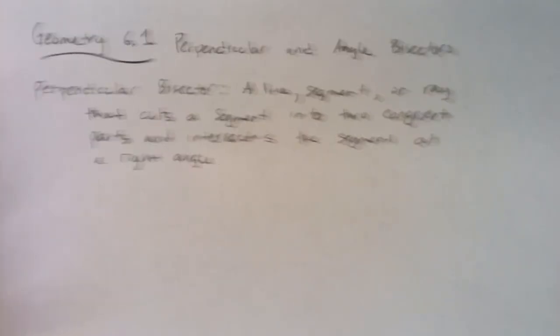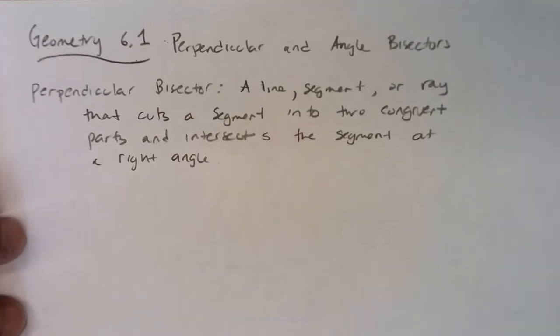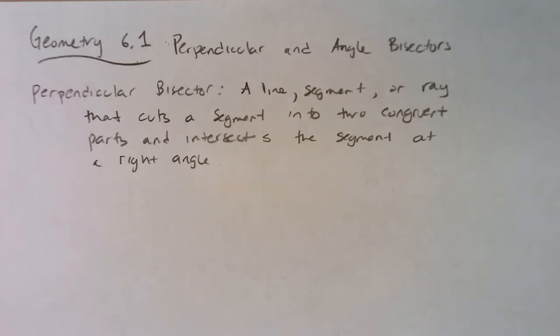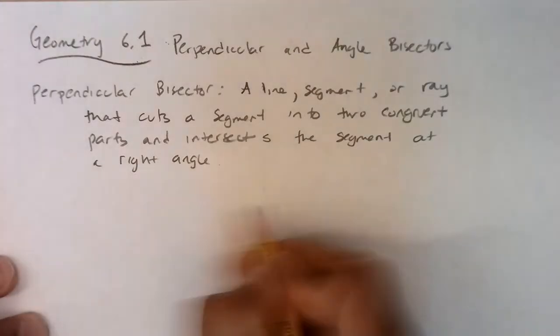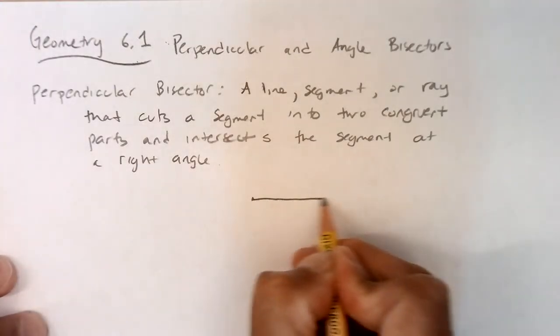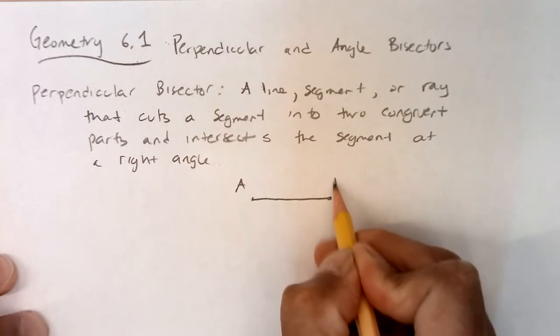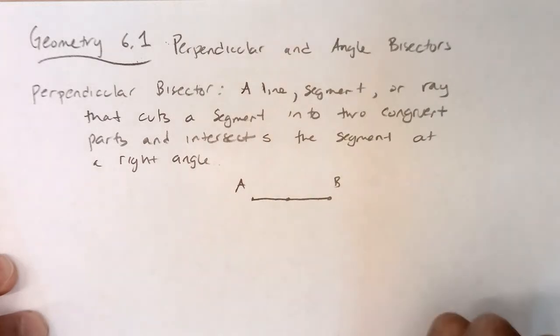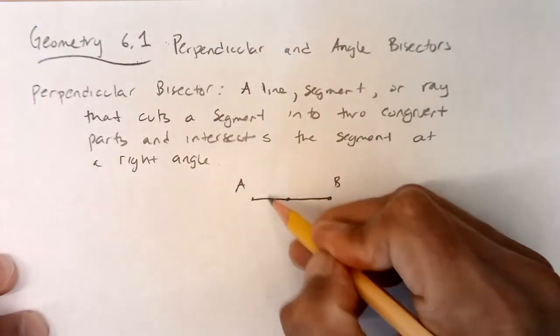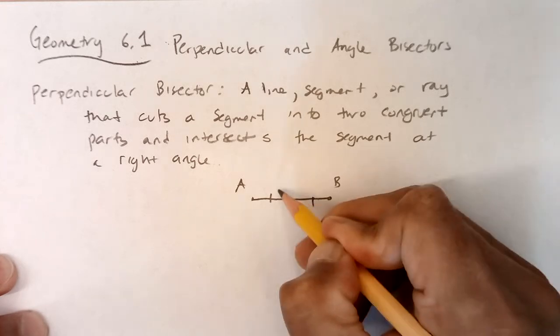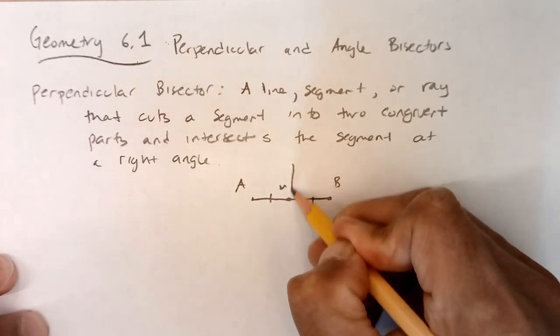So what you can take the perpendicular bisector of is just a segment. But a perpendicular bisector could be a line, it could be a segment, or it could be a ray. It cuts a segment into two congruent parts. So it actually goes through the midpoint. Here's my segment AB. If I have the midpoint, the perpendicular bisector has to go through that. And let's just say this is point M, and it has to be perpendicular as well.